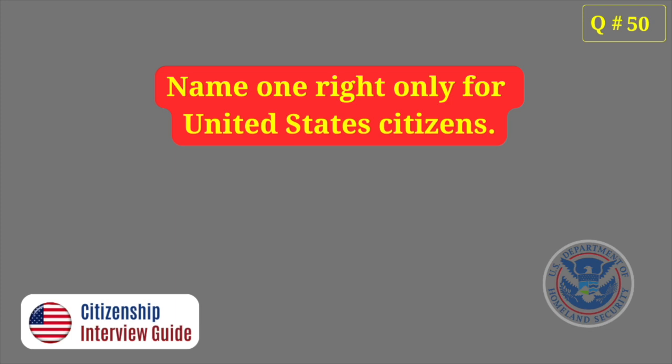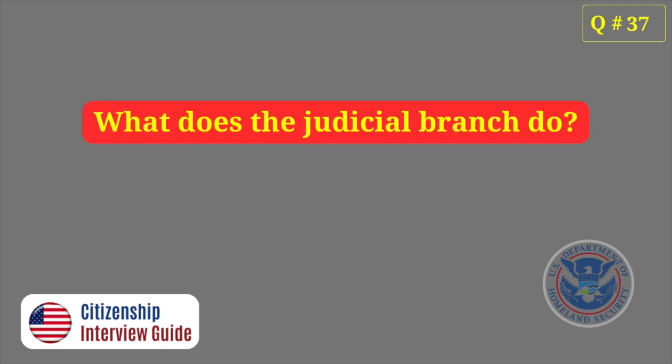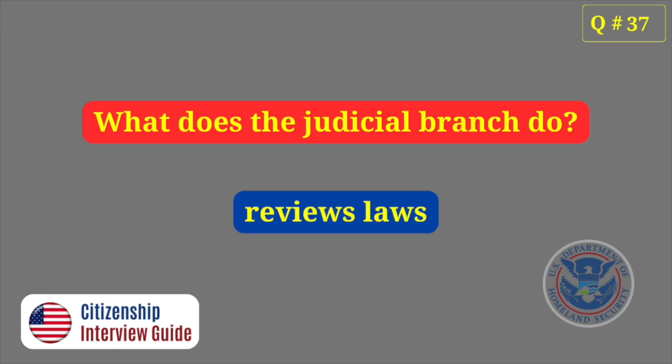Name one right only for United States citizens. Vote in a federal election. What does the judicial branch do? Reviews laws.